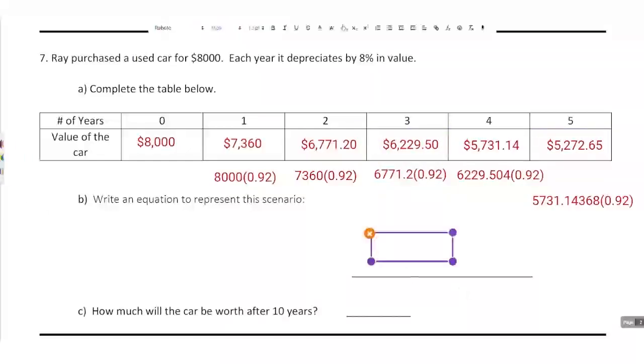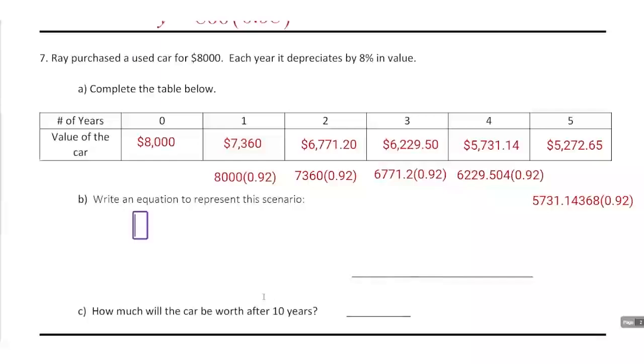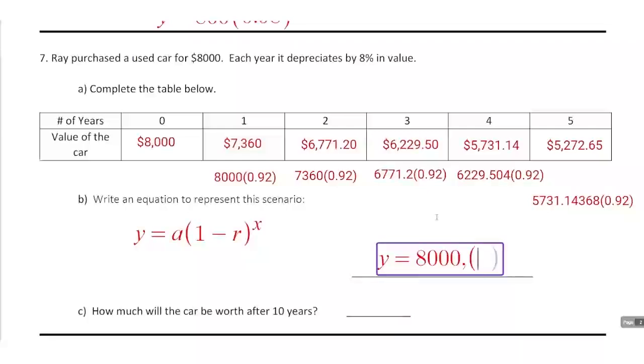So now we can go ahead and write our equation. Recall that the way we're setting this up is going to be a times 1 minus the rate raised to the x power, where a is the initial value, in this case $8,000. The rate is 8%. We're depreciating by 8%, so 1 minus 0.08 is going to be 0.92. That's why we're multiplying by that 0.92 on every single step, raised to the x power.